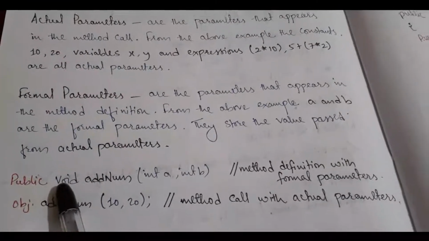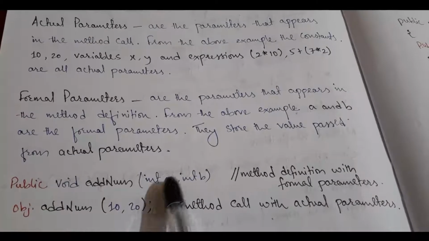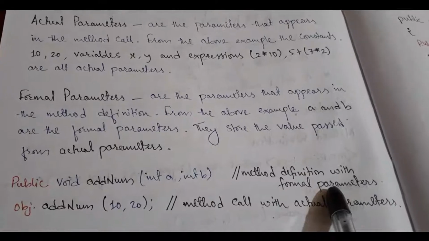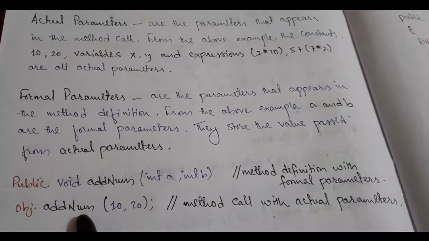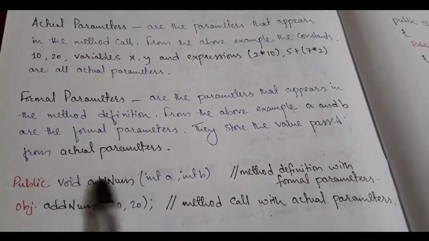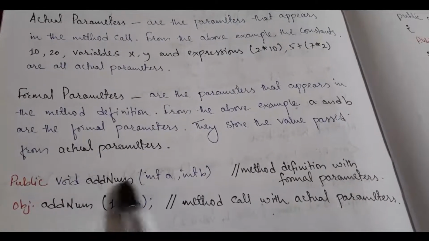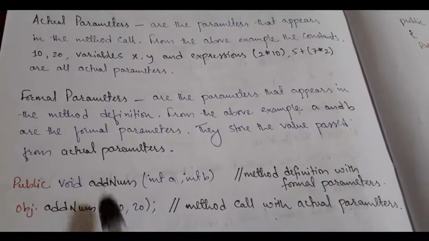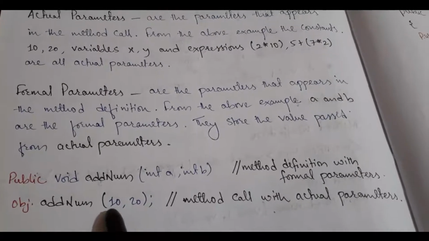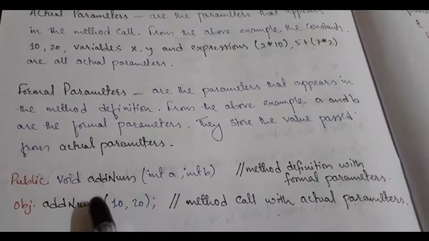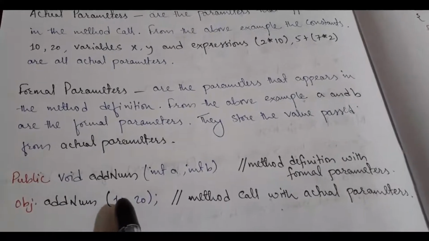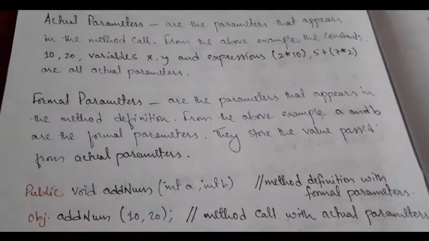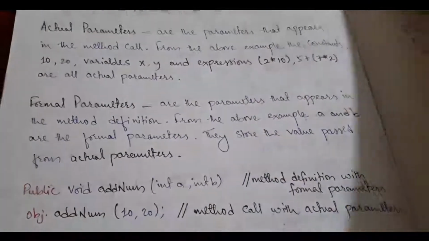Like here, public void addNum(int a, int b). So a and b are the formal parameters. This is the method call portion, and this is the method definition portion. Whatever parameters are given inside the method definition are considered formal parameters, and whatever is given in the method call portion, including variables and mathematical expressions, are considered the actual parameters. So remember this one.